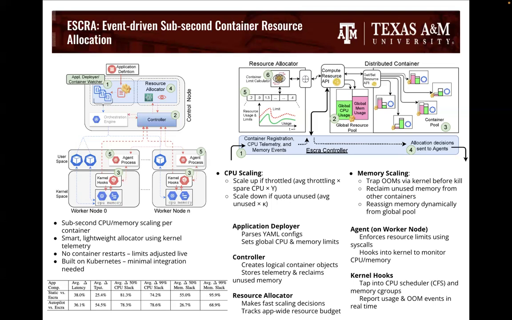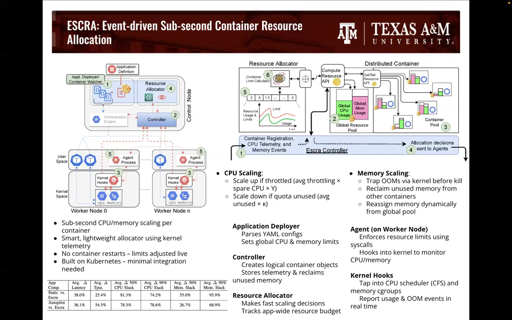Apart from this reactive behavior, ESCRA also proactively keeps checking the memory usage of each container. If it needs more memory, then it allocates from the global pool. And if it's underutilizing the memory, then it reclaims the memory from that container and adds it to the global pool. This feedback control loop allows ESCRA to balance workloads dynamically across a single application.